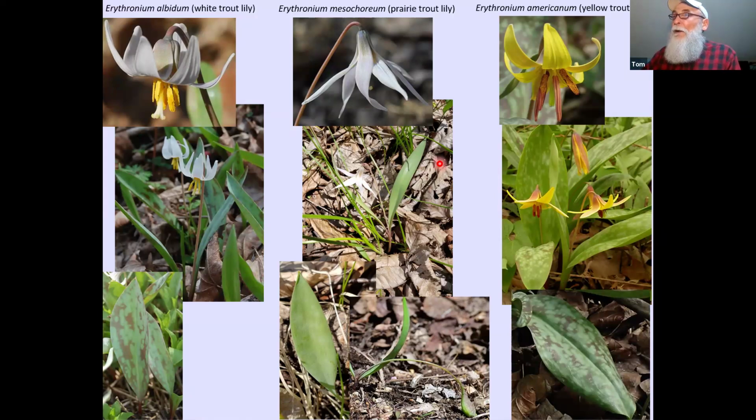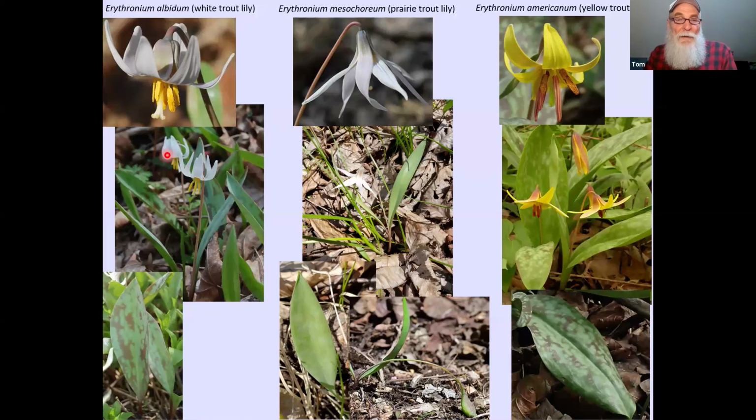And we've got three erythronium species here. The very common white trout lily, the much less common prairie trout lily, which used to be combined with the white trout lily, but now it's a separate species, and also has white flowers. And then the yellow trout lily, which is either endangered or threatened. I think it's endangered in Iowa, and only occurs up in far northeast Iowa for the most part.